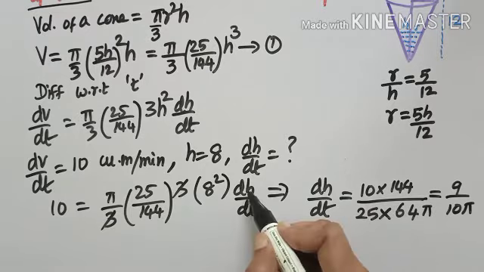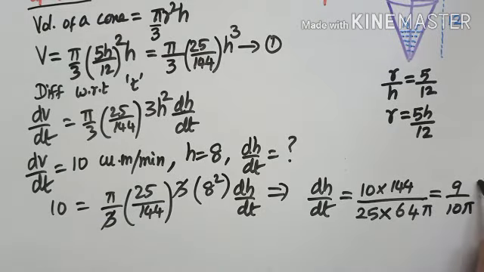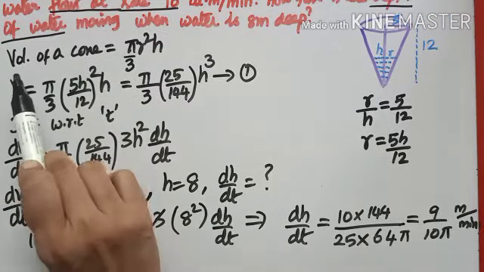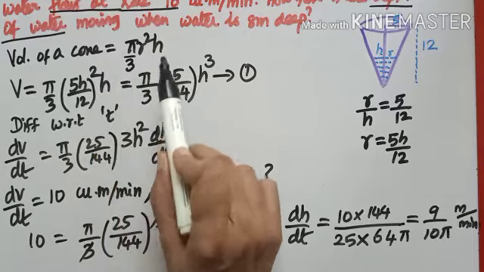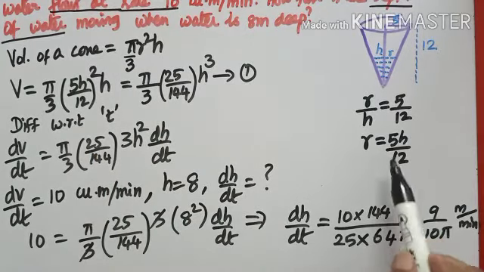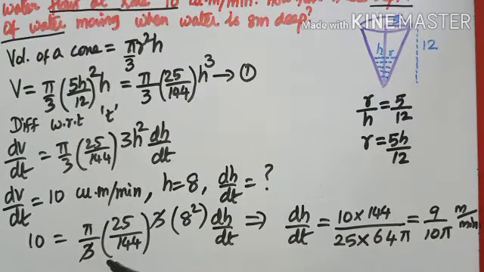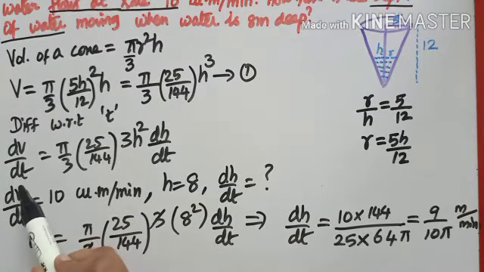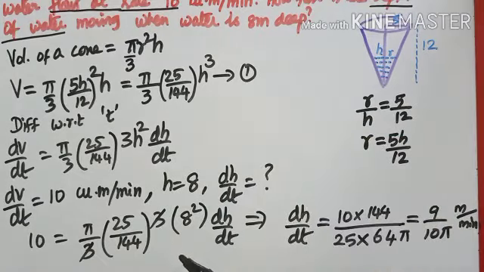So what is the unit we say? h is in meters and time is in minutes. So my answer is 9 by 10 pi meters per minute. Basic formula to remember: volume of a cone, pi by 3 r square h. R in terms of h, as I differentiate dh by dt, dv by dt, we mustn't forget, substitute the values and the final answer, dh by dt, meters per minute.